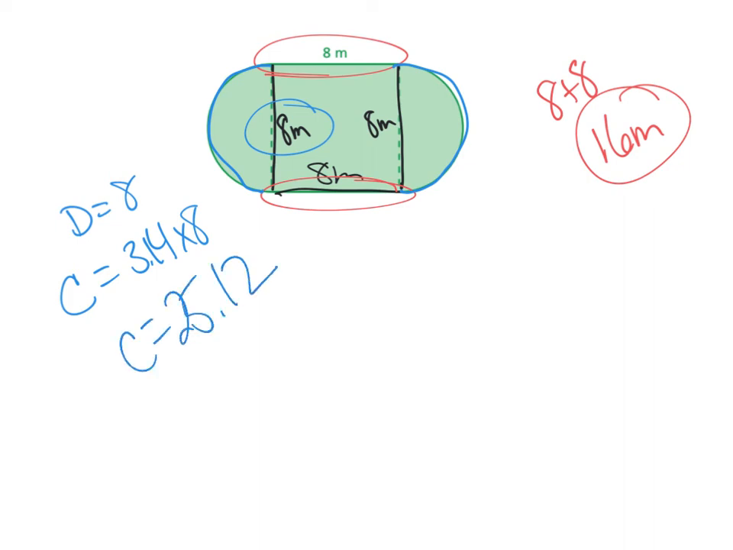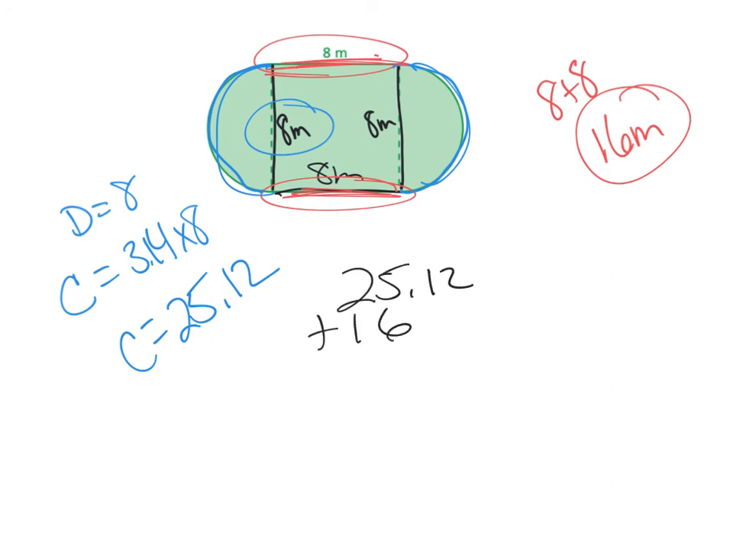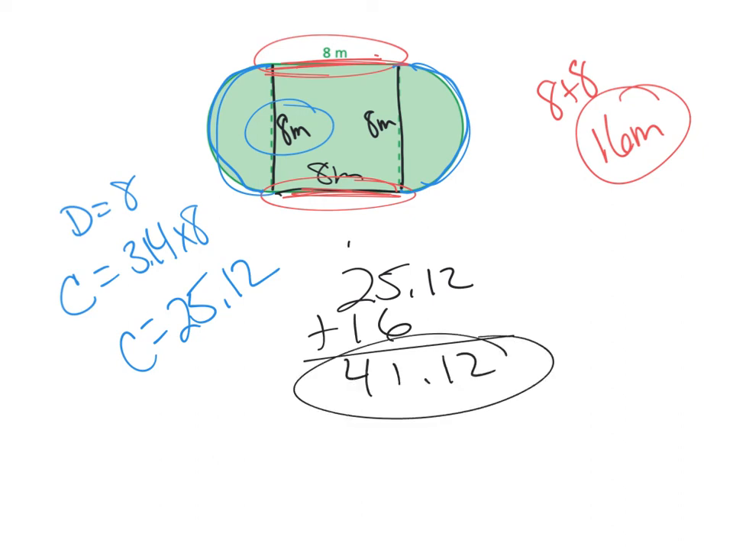Let me write that a little bit neater. 25.12. So that is my arc right here and right here. And I know that the 16 meters are those two lines that I needed that are the outside. So if I add those all together, I'm going to take 25.12 plus 16, and I'm going to get my answer of 41.12. Oh, let's put in meters to make sure I label it. So my perimeter of this composite figure is 41.12 meters.